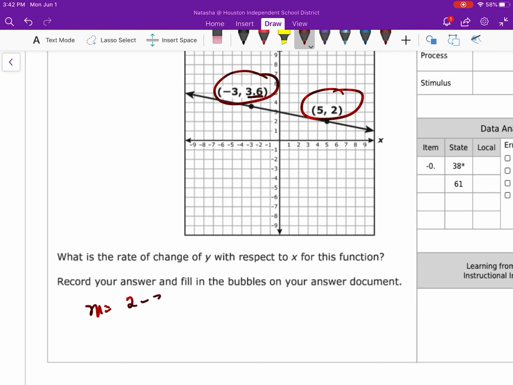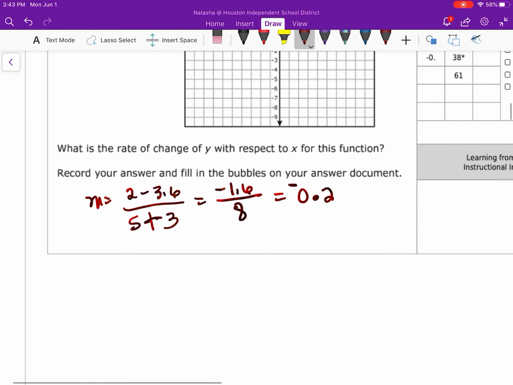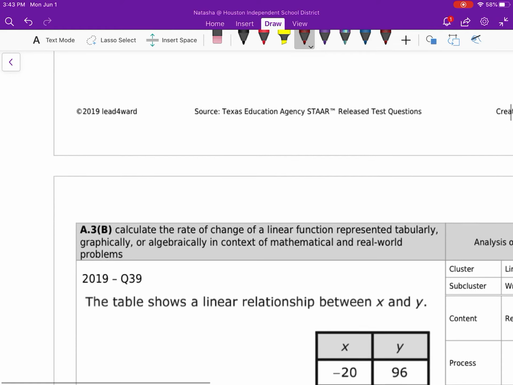So my slope is going to be 2 minus 3.6 over 5 minus negative 3. That becomes plus. So this is going to be 2 minus 3.6, which gives me negative 1.6 over 5 plus 3, which is 8. So negative 1.6 divided by 8 is going to give me negative 0.2. Since you'd be filling in bubbles on the STAAR, you'd end up having to put that as a decimal. So your slope's going to be negative 0.2 instead of as a fraction.